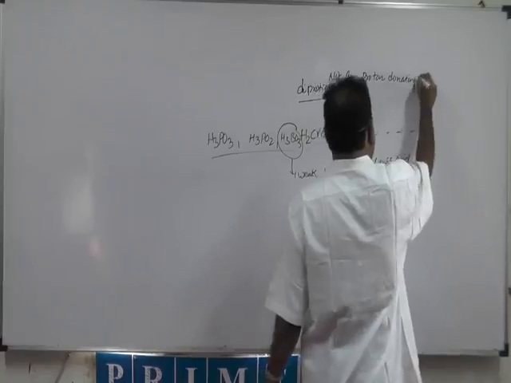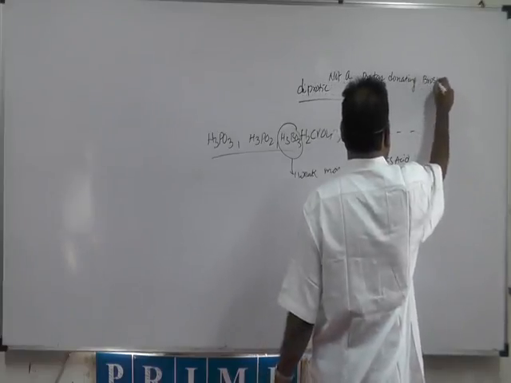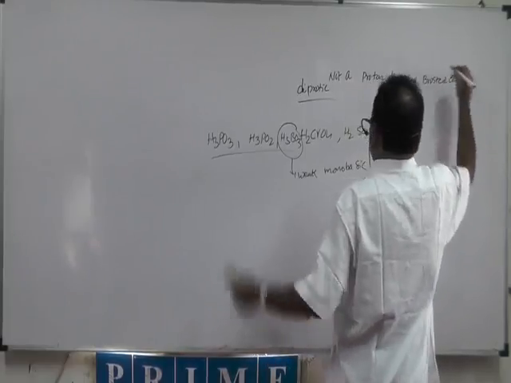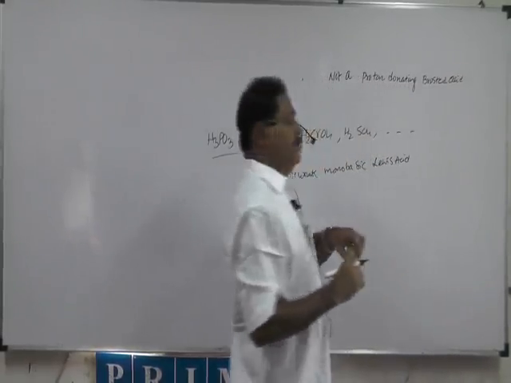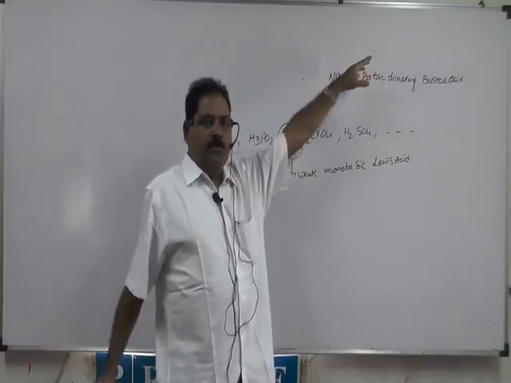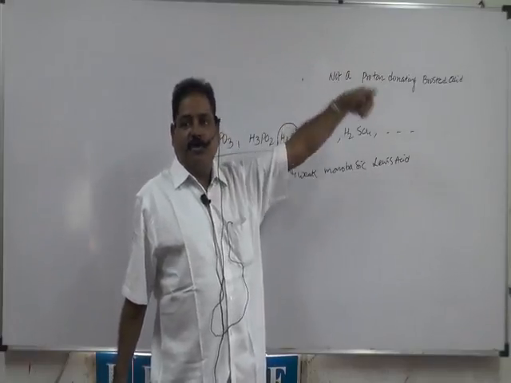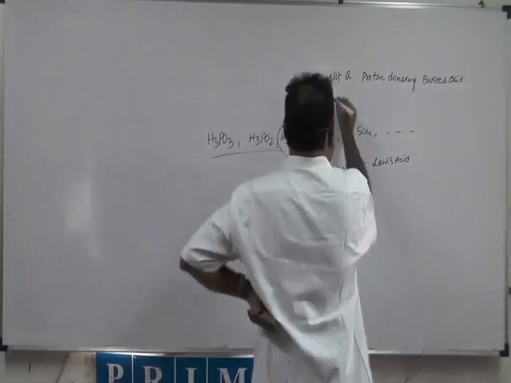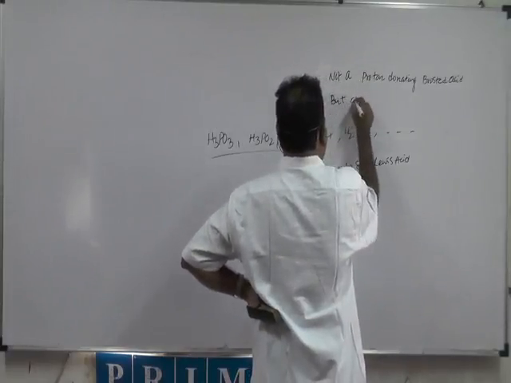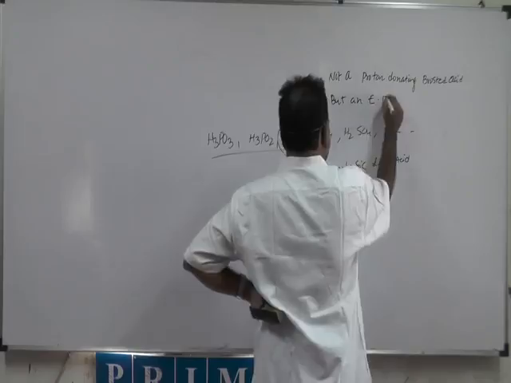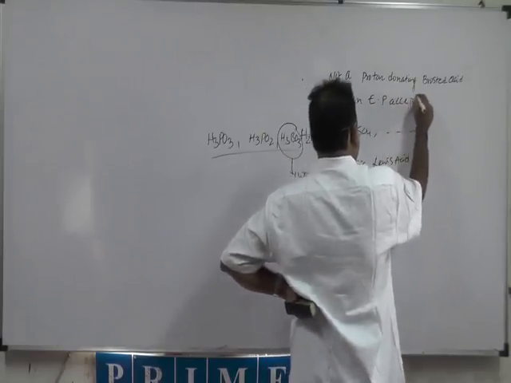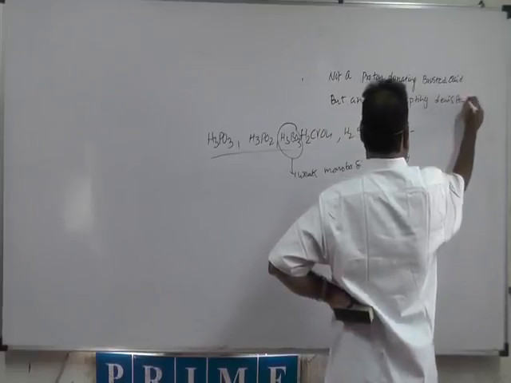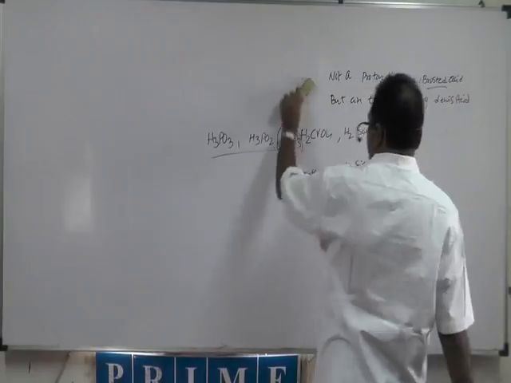It's not a proton donating Bronsted acid. Yahan do sentences hai. Definition of Bronsted is also there. What's a Bronsted acid? Which donates a proton. But it doesn't. It's not a proton donating Bronsted acid, but an electron pair accepting Lewis acid. It's not a Bronsted acid. It's a Lewis acid.